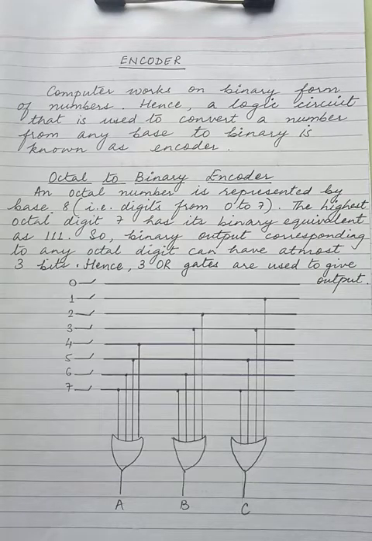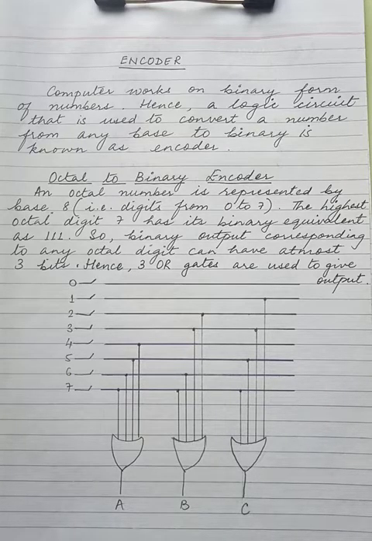Hello students, now we'll be discussing the next logic circuit, encoder. We all know that computer works on binary form of numbers. Hence the number entered in decimal or any other numeral needs to be converted into binary. For this, encoders are used. So, a logic circuit that is used to convert a number from any base to binary is known as encoder.